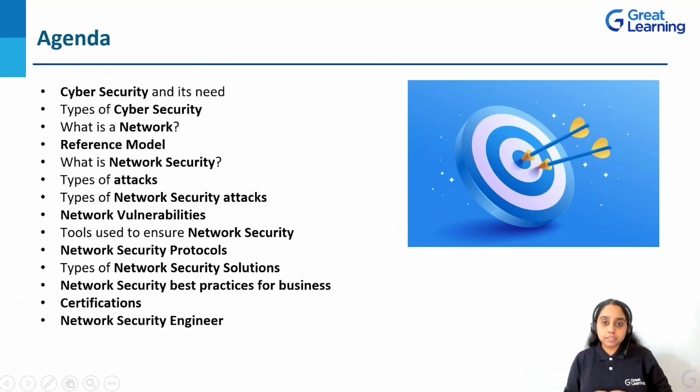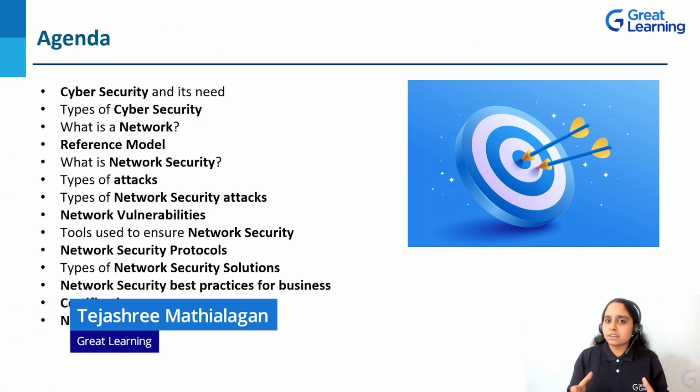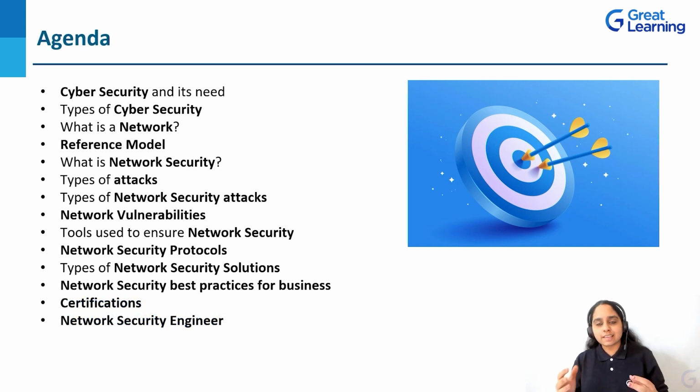So let's have a bird's eye view of the agenda for this entire course. Initially, we'll brush up on what is cybersecurity and its need. Then you all will understand in brief about the different types of cybersecurity. Before understanding what is network security, you all should know what is a network and what is a reference model. Later on, we'll be discussing the types of attacks. There we will be focusing on active and passive attacks.